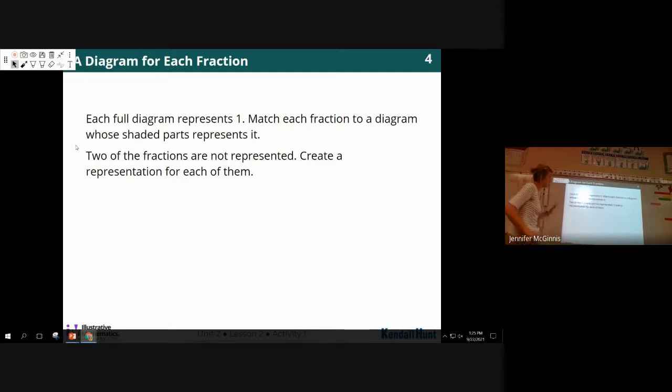You need to know that very clearly in your mind for this next activity. When I turn the slide, prepare for your mind to be blown. Just kidding, it's not that exciting. It's exciting to me. Each full diagram represents 1. Match each fraction to a diagram whose shaded parts represents it.